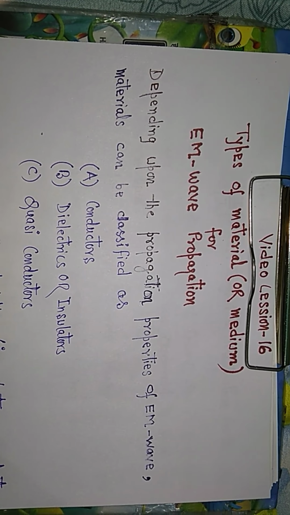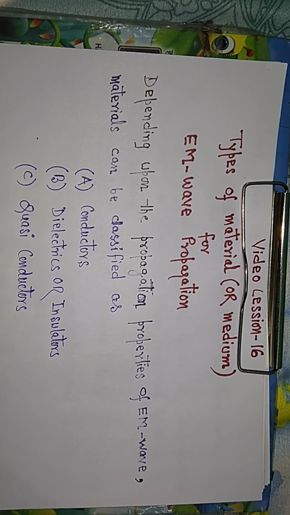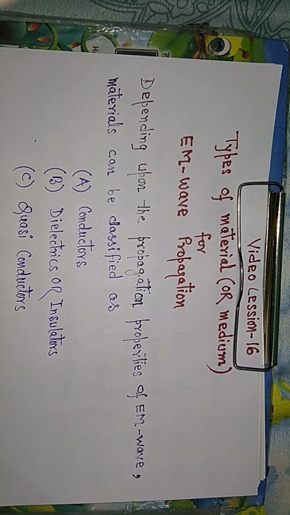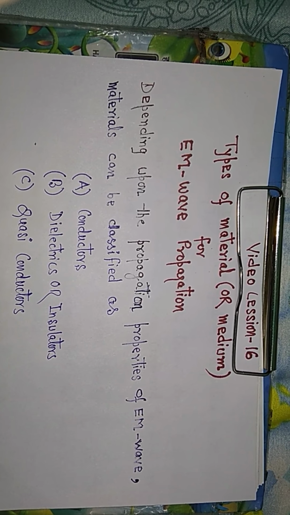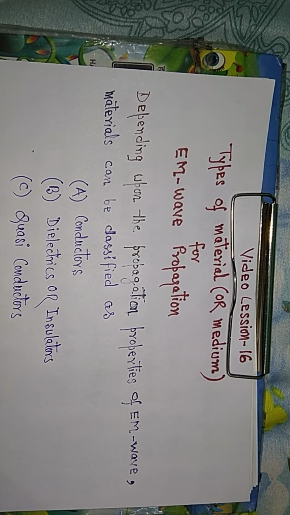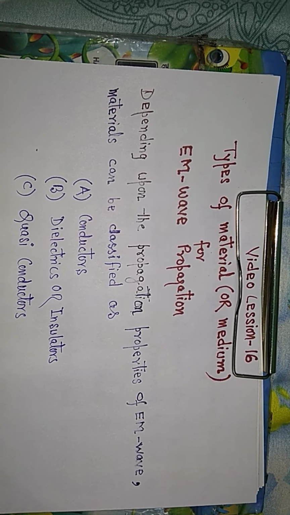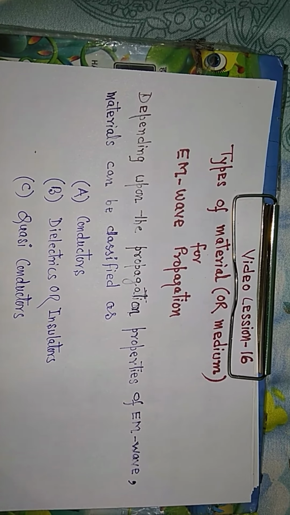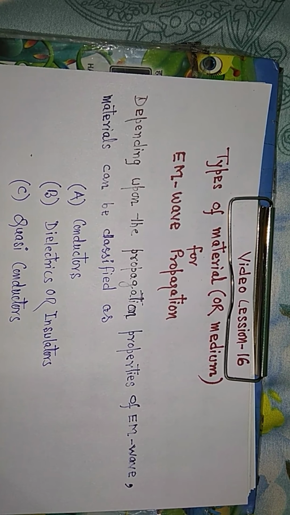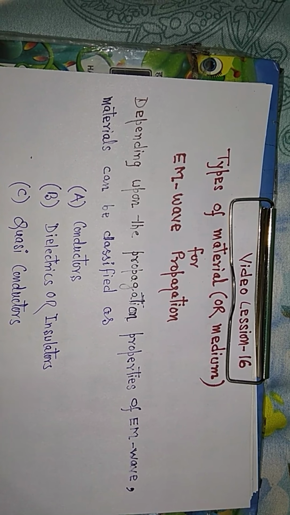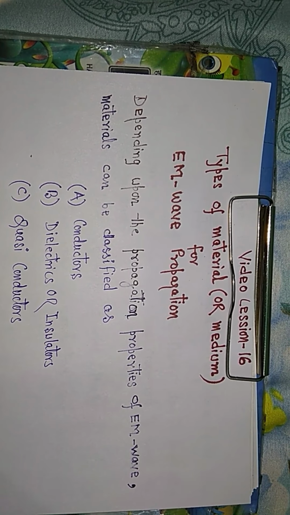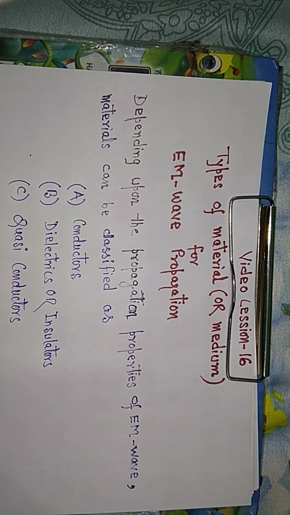Good morning everyone. This is video lesson 16, types of materials or mediums for electromagnetic wave propagation. In previous video lessons we discussed the propagation mechanism of electromagnetic waves in free space. We discussed many important parameters of electromagnetic waves in free space like speed, impedance, energy density, Poynting vector, and its transverse nature.